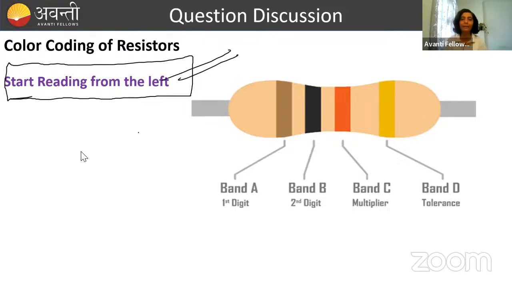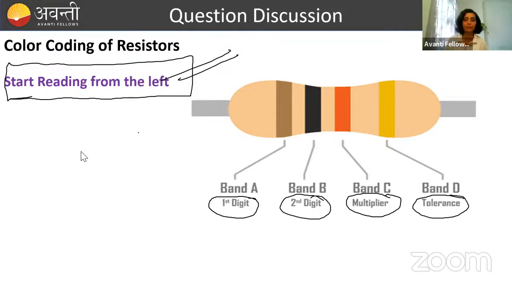This is band A. Band A stands for first digit. Band 2 stands for second digit. Band 3rd stands for multiplier. And 4th band stands for tolerance. That is error. Okay? Now suppose, just example I'm taking, not exact value I'm taking. Suppose this color stands for digit 1. This color stands for digit 2. And this color for 3. Suppose. Okay? And this stands suppose for 5%.